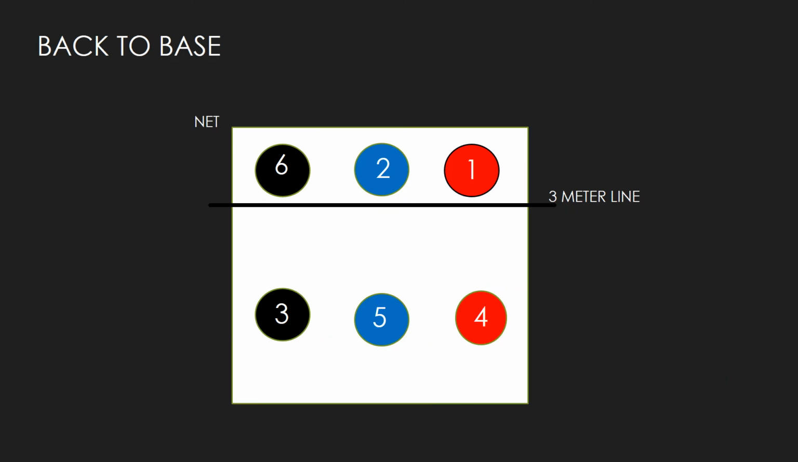And then again, once the ball is back over to the opponent's side, you return to base, and now it's 1, 2, and 6 in the front, and 4, 5, and 3 in the back. I hope this is getting a little easier to understand, as well as the regulations of who not to cross vertically, that means left or right, and who not to cross horizontally, which means front or back.